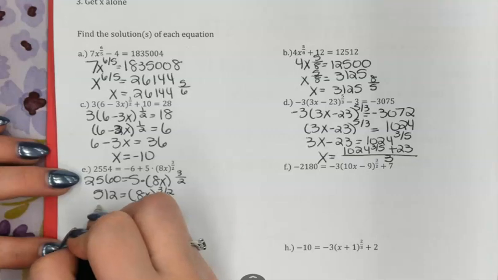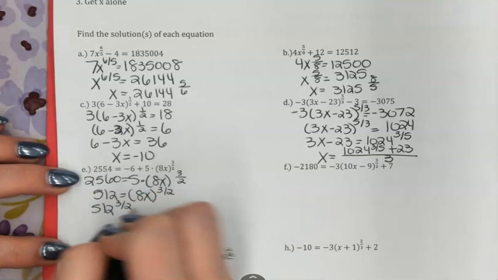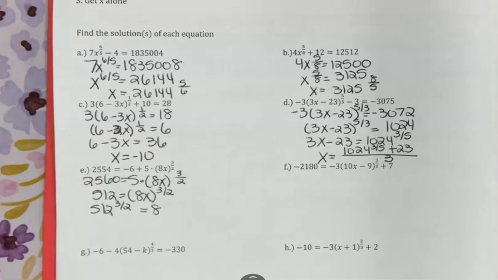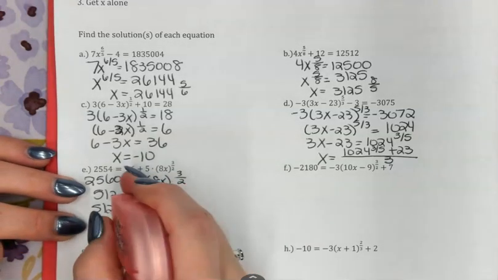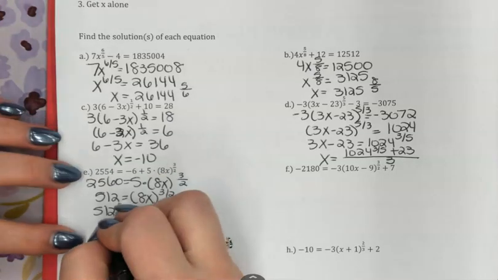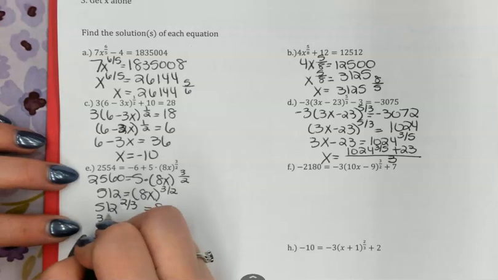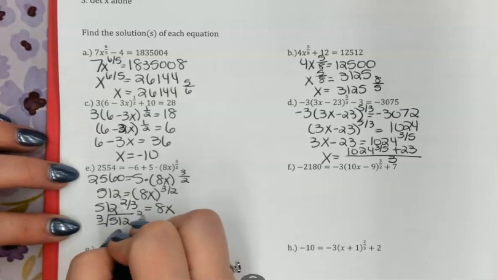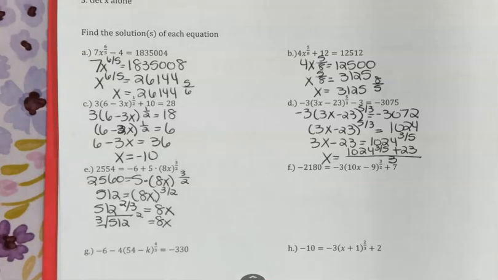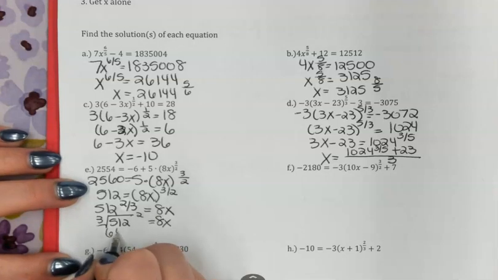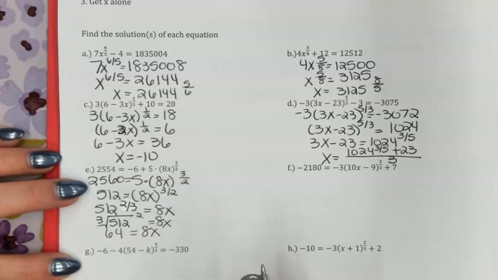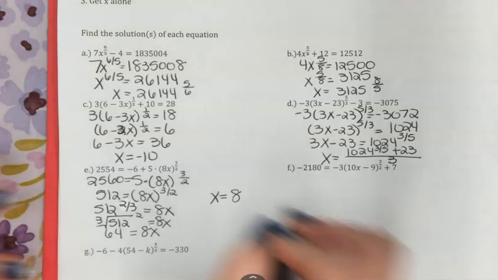So 512 to the 3/2 power is equal to... 2/3 power. That would be the reciprocal. 2/3 power to be 8x. So what this really means is I need the cube root of 512 and to square that number. Now, 512 is a perfect cube, and that would be one I would expect you to know. So the cube root of 512 is 8. 8 squared is 64. So if 64 is equal to 8x, that means x is equal to 8.